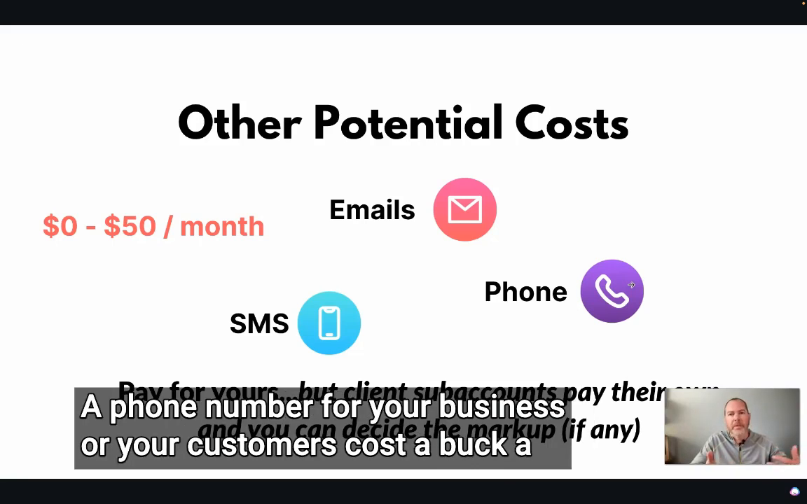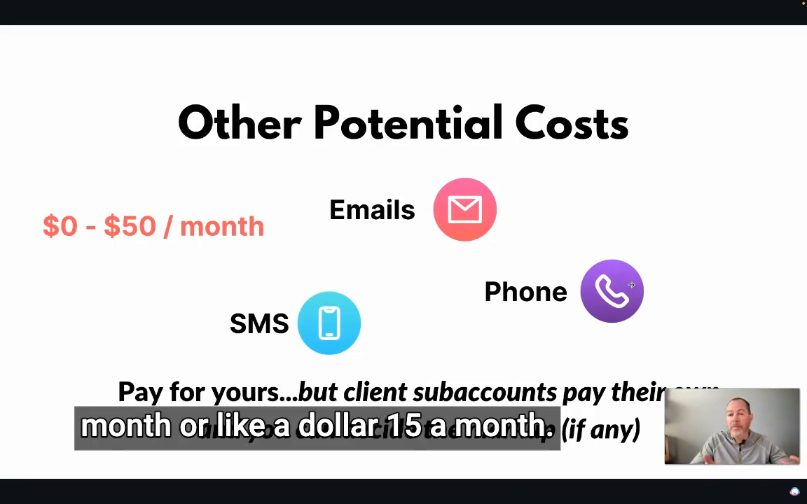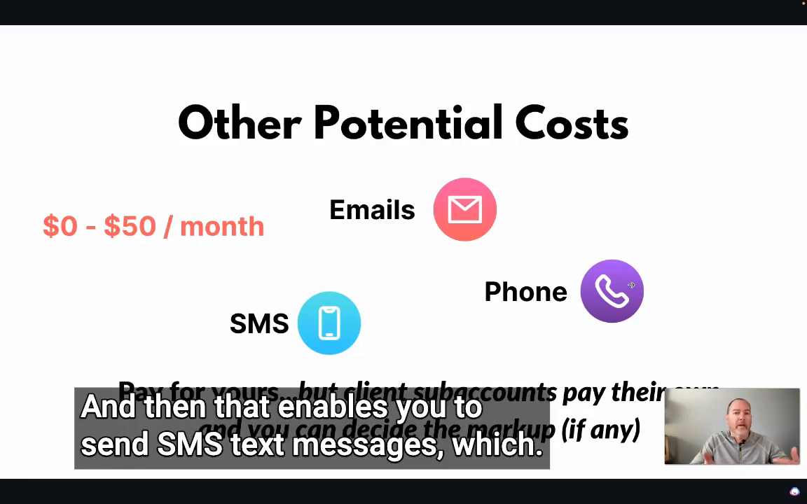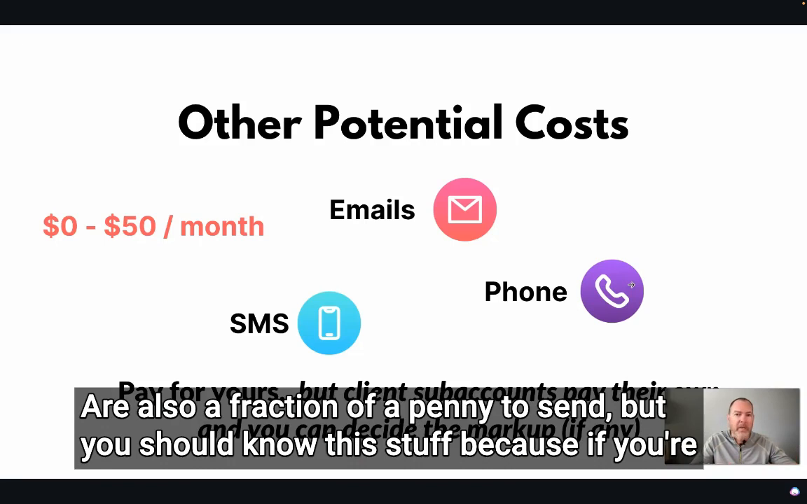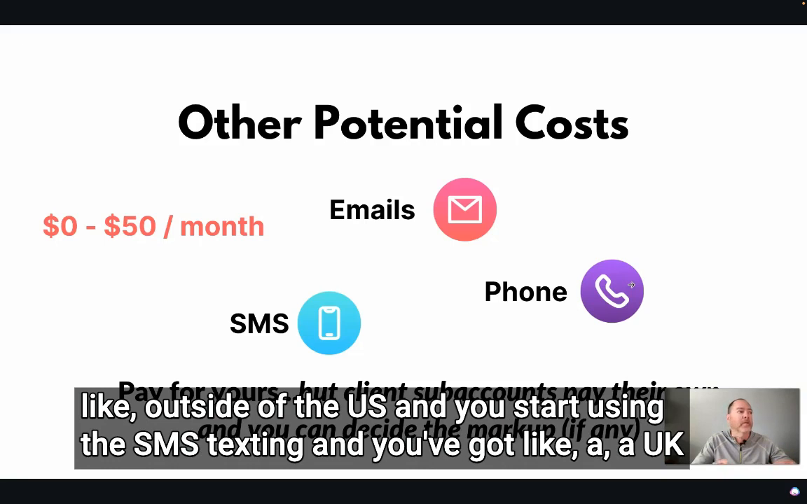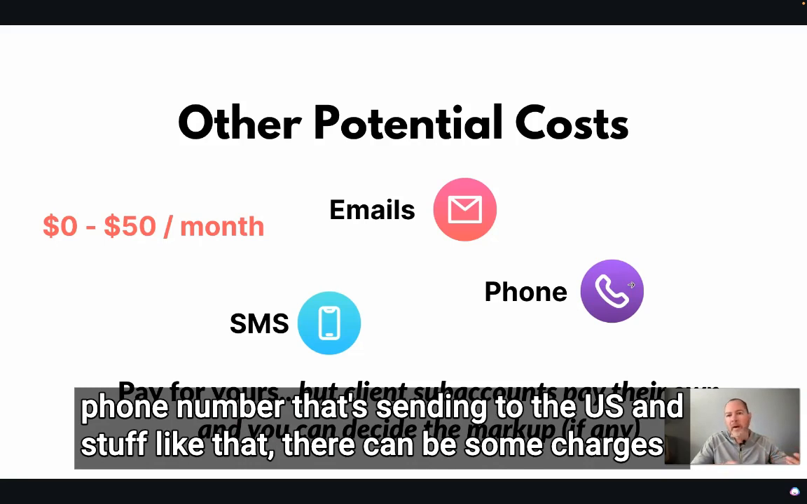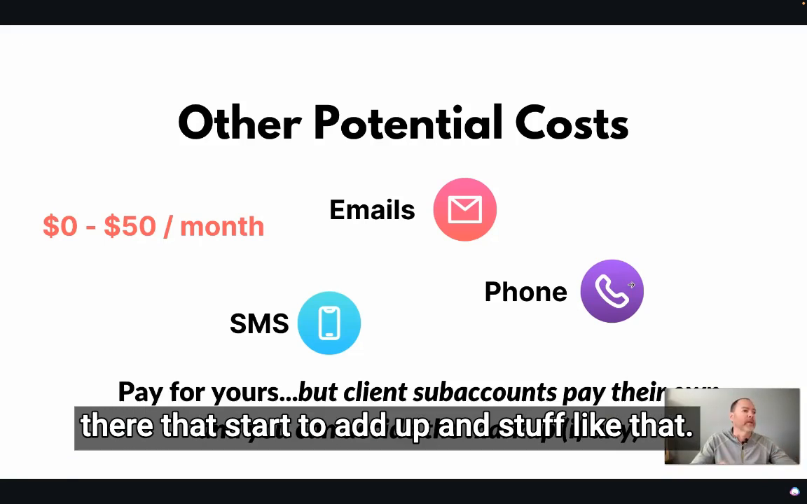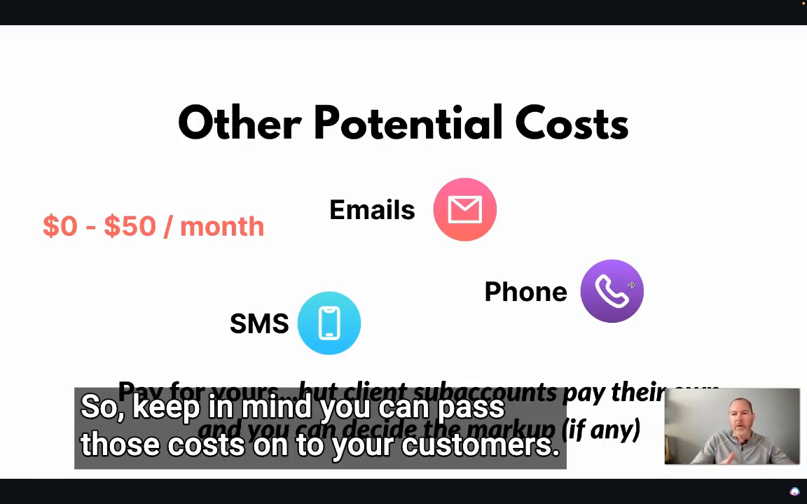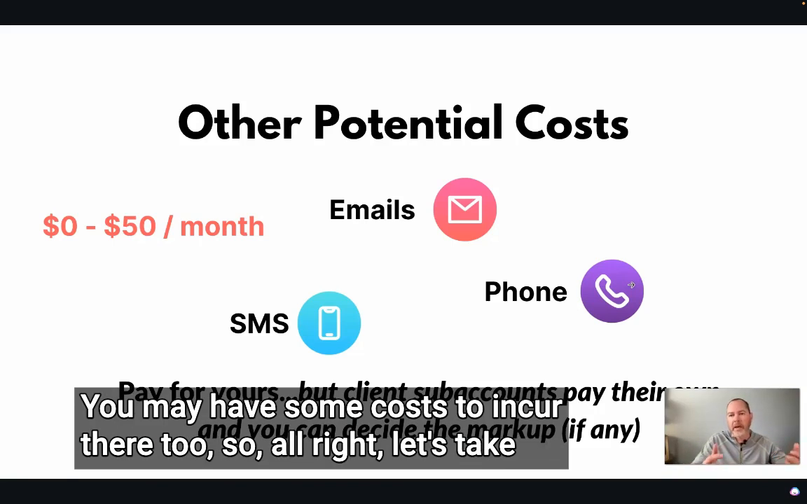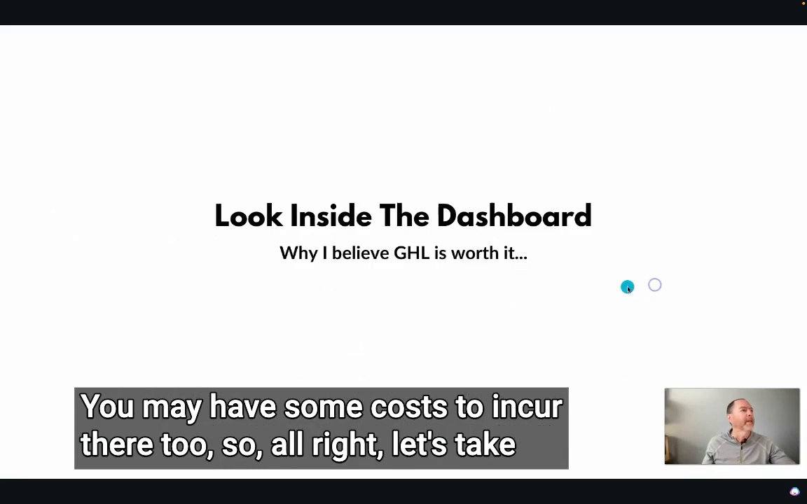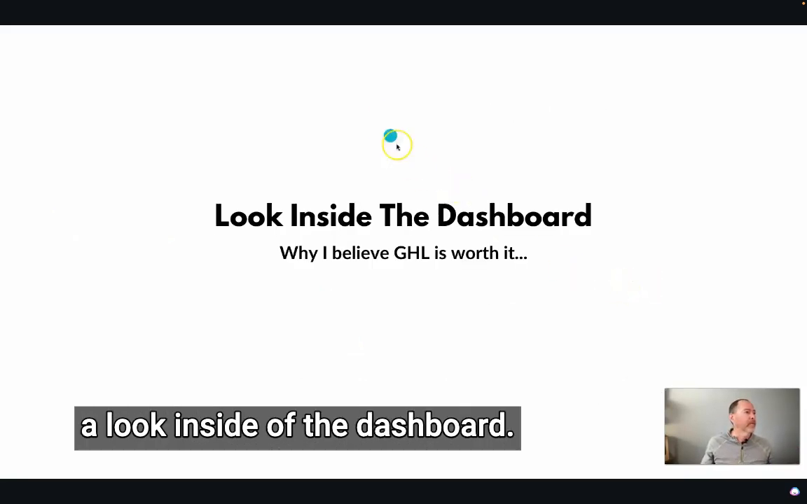A phone number for your business costs $1 a month or like $1.15 a month. So it's super reasonable. And then that enables you to send SMS text messages, which are also a fraction of a penny to send. But you should know this stuff, because if you're outside of the US and you start using SMS texting and you've got a UK phone number that's sending to the US, there can be some charges there that start to add up. So keep in mind, you can pass those costs on to your customers, but you may have some costs to incur there too. So, all right, let's take a look inside of the dashboard.